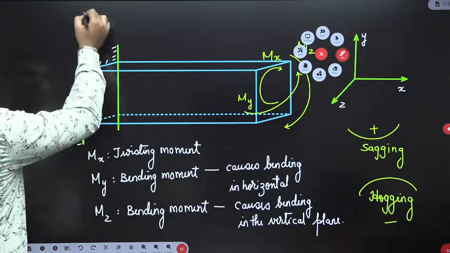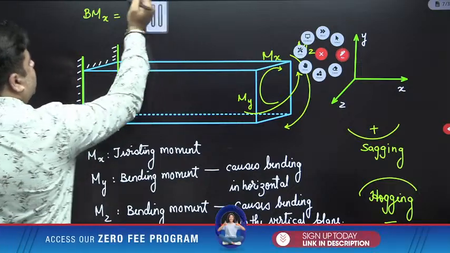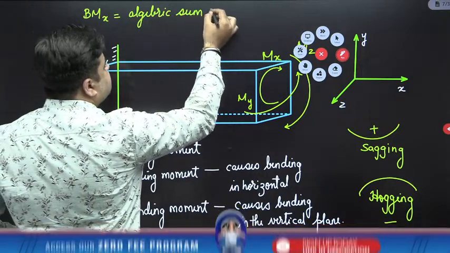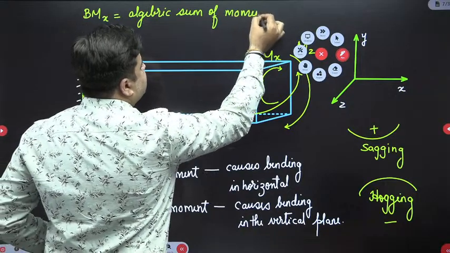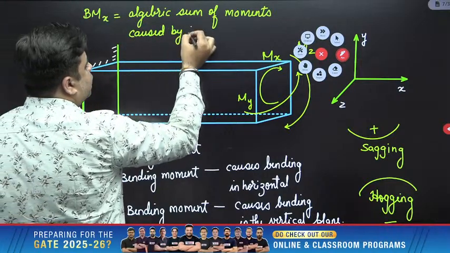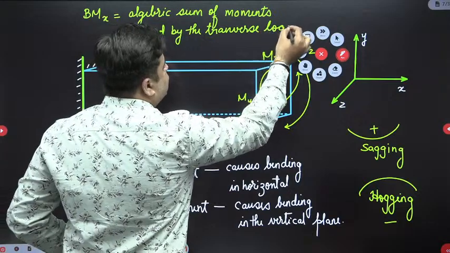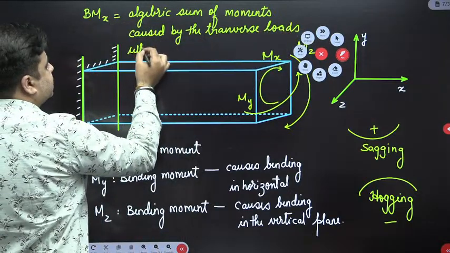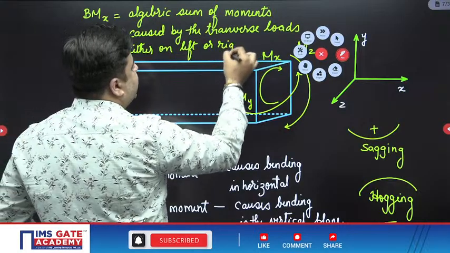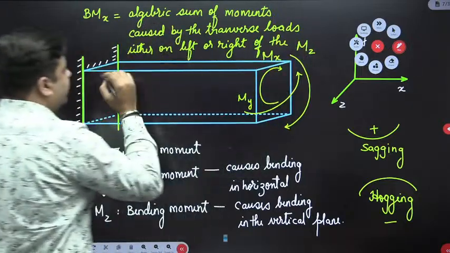Bending moment over any section is the algebraic sum of moments caused by the transverse loads, either on the left or right of the section.